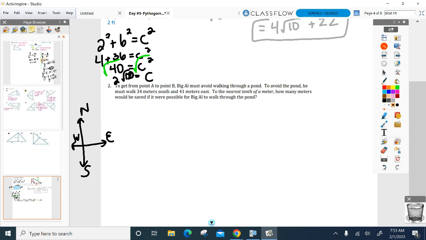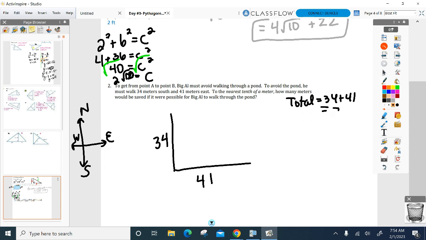Northeast, southwest. So we're going 34 meters south and 41 meters east. So how many total meters did he walk already? Because we got to see how much he could save by walking through the pond, if he could walk on the pond. So right now he did what? He's walked 34 and 41 meters for a total of 75 meters?